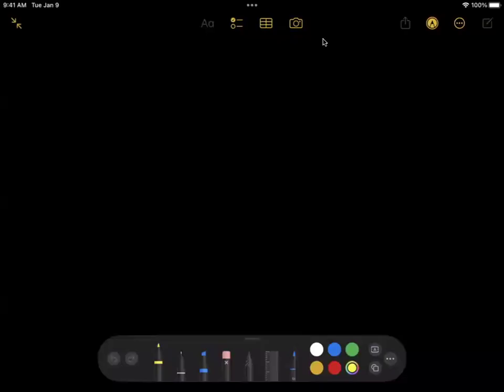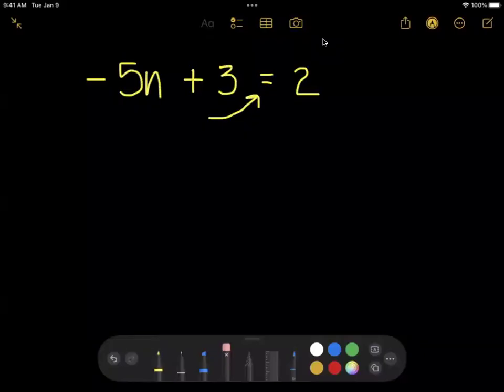Okay, so in algebra, when we have something called an expression, that means it does not have an equal sign. So for example, if we had negative 5n plus 3 equals 2, we would call that an equation because there is an equal sign. Instead, today we're going to be working with expressions which do not have an equal sign. So if I was to take this part away, this would be an expression.